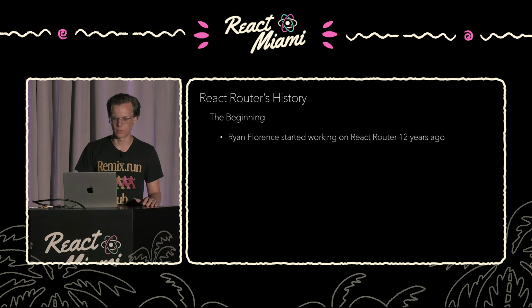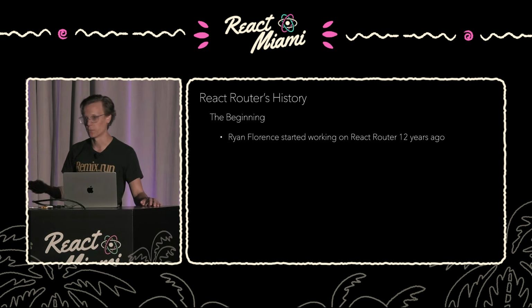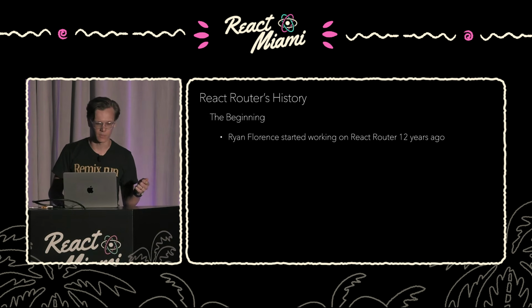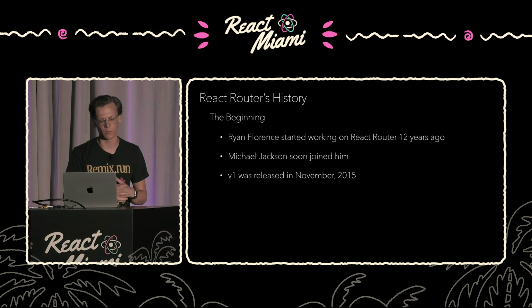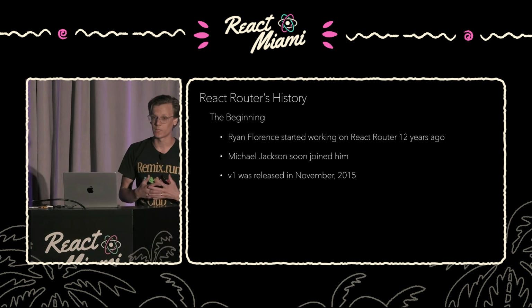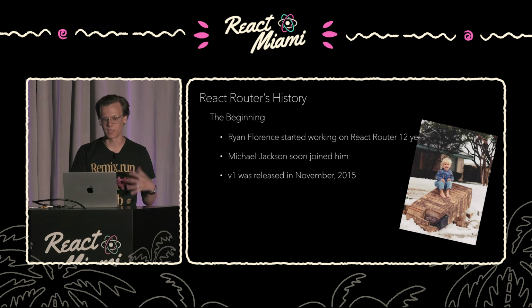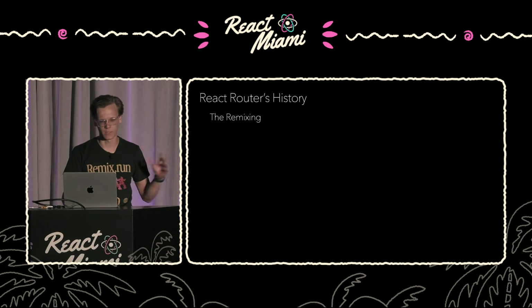So in the beginning was the Florence, and the Florence was with the routers, and the Florence was the routers. But God knew it was not good for Florence to be alone, so he gave him the Jackson. And together, Michael and Ryan built React Router, and they released the first version in November 2015. And to give you some perspective, I was about this old when they released that. So that's a joke. I would be 11 right now.